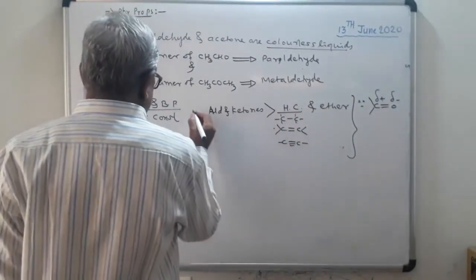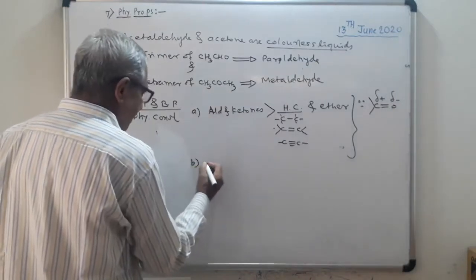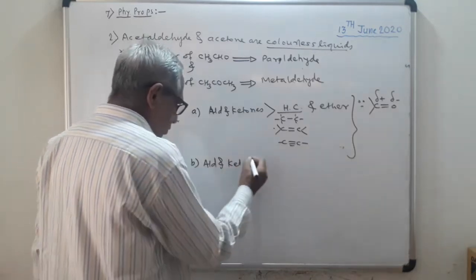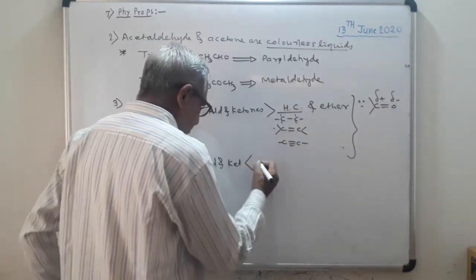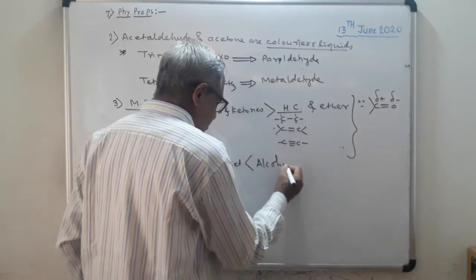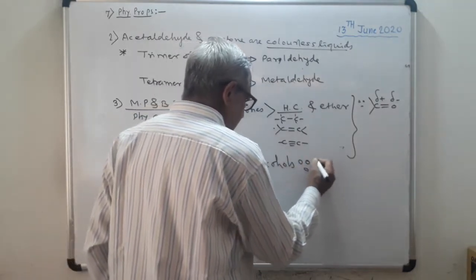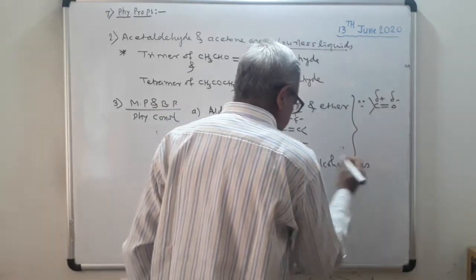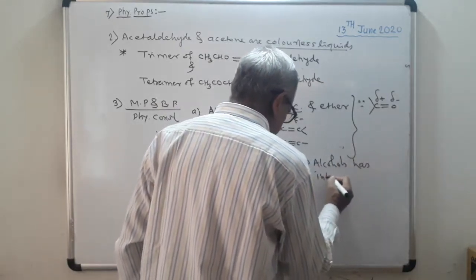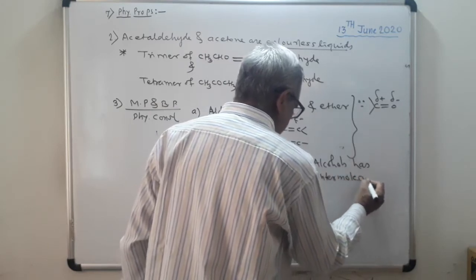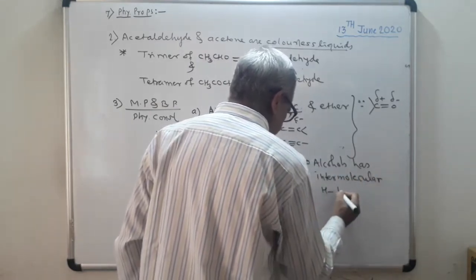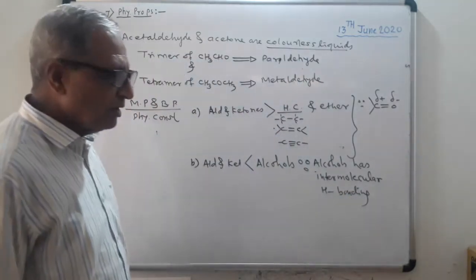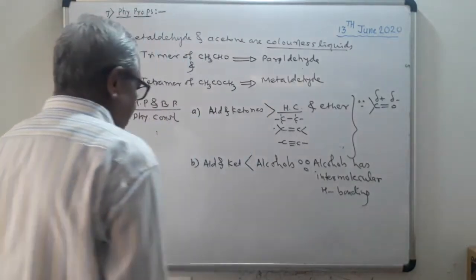This is the A part. B part. Aldehyde and ketones have lower melting point and boiling point than alcohols, because alcohols have intermolecular hydrogen bonding. Aldehyde and ketone do not have intermolecular hydrogen bonding.